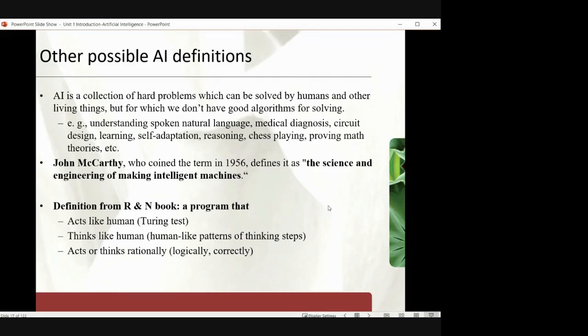Then circuit design, there are so many things now automated. So circuit design is again one type of AI system.